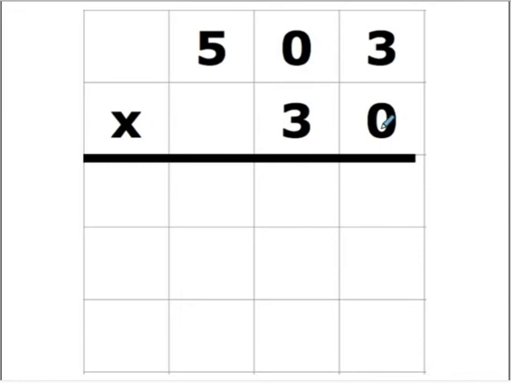Next, we've got 503 times 30. Now, because this is a 0, this whole row is going to be 0. 0 times 3 is 0. 0 times 0 is 0. 0 times 5 is 0.